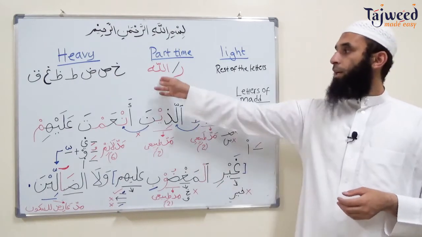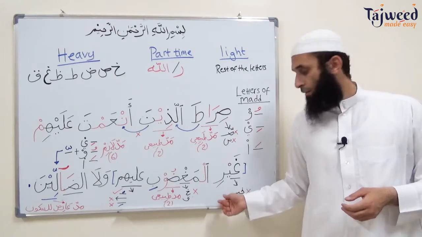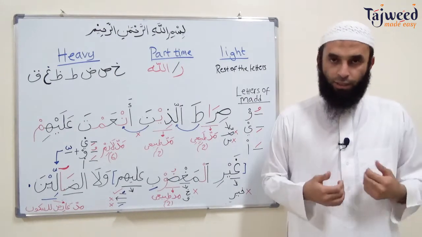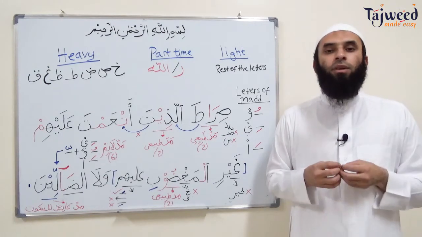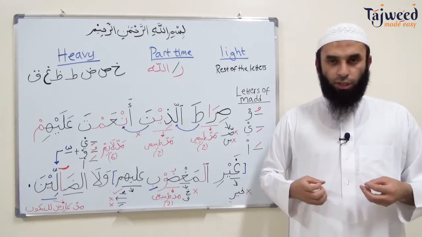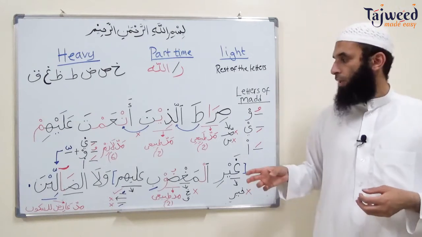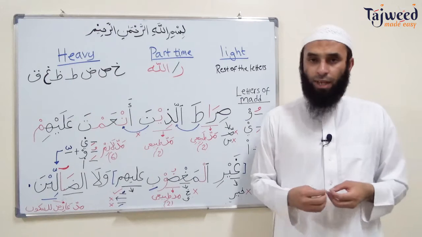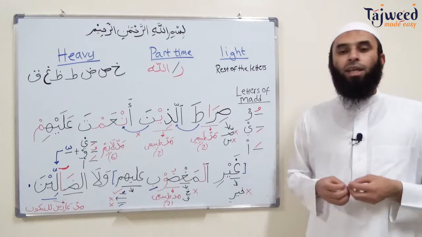We have ra here. Ra, we said it's from the part-time letters, but now we're going to find out that if a ra has a kasra, then we're going to pronounce it lightly, okay? Empty mouth. غيري, ri, and not ri. Like when ra has a fatha, we pronounce it ra with heaviness, but when it has a kasra, empty mouth, lightly.